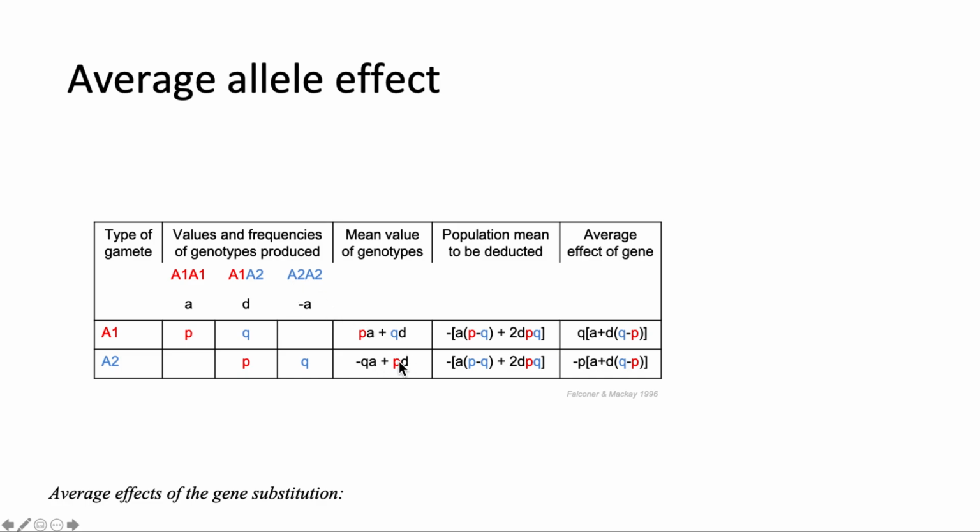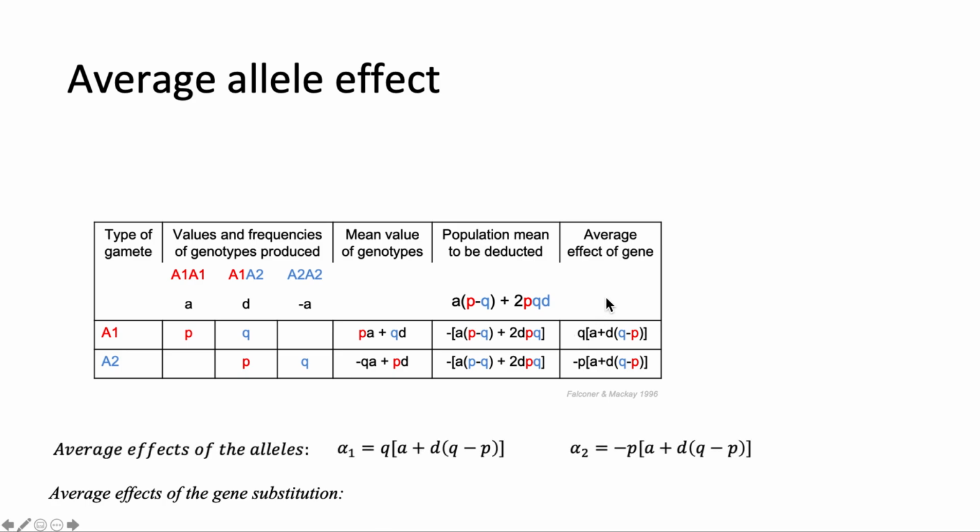And so we have to take the mean value of the genotypes when we have A1 or A2 in the table. And we have to subtract the population mean from those mean values to estimate the average effect of the allele A1 or A2. And after subtracting that, we can estimate the average effect of the allele or the gene.